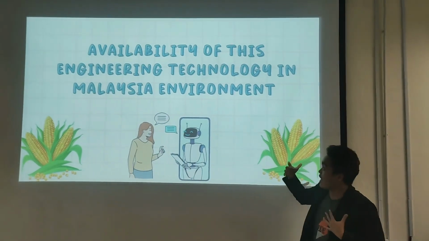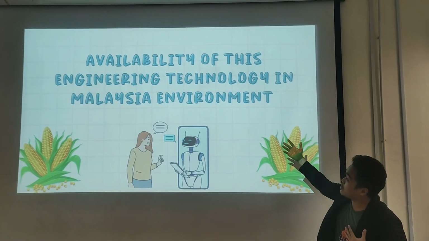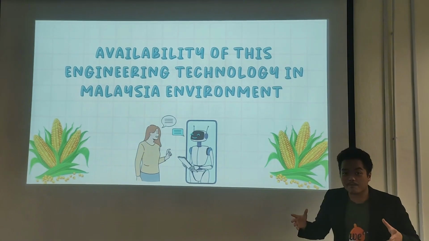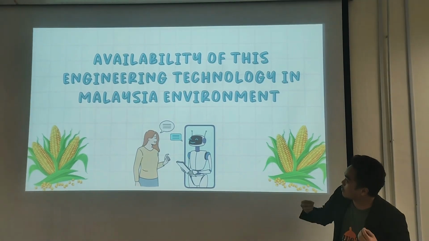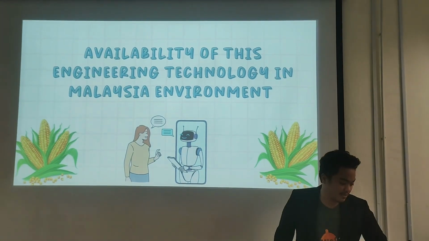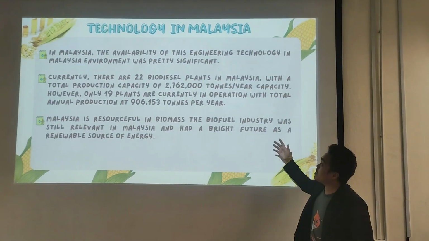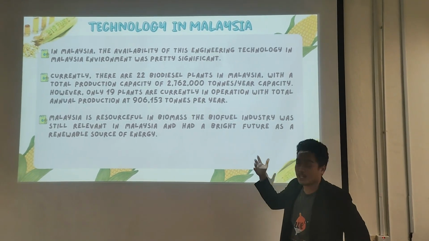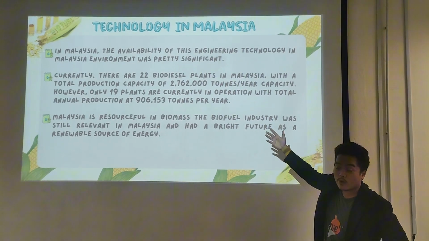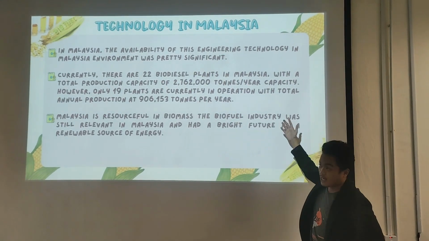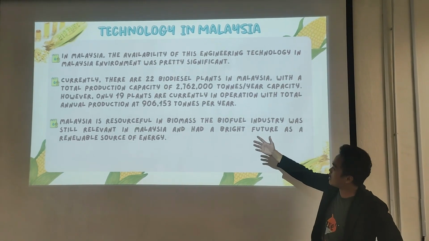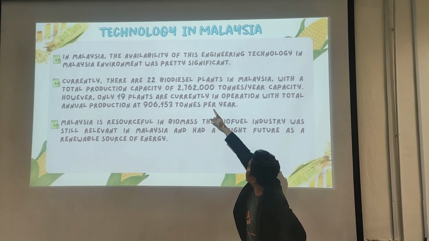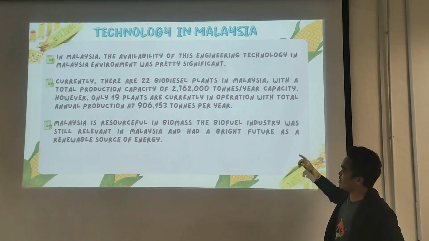Okay, back to me again, and I will be talking about the availability of this engineering technology in Malaysia's environment. What does it mean? How available is it, or how much has it been introduced in Malaysia? In Malaysia, the availability of this engineering technology is pretty significant. This is because there are 22 biofuel plants in Malaysia. That's quite a lot, with a total production capacity of 2,762,000 tons per year.